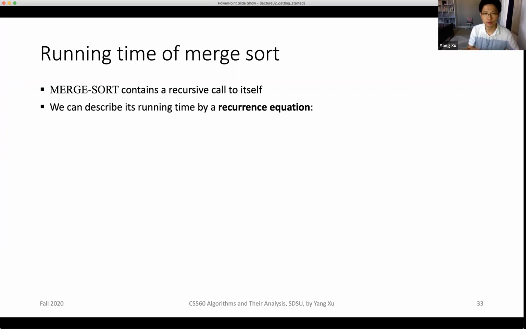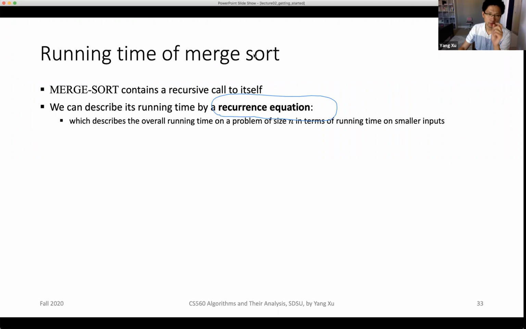So here we need to use a technique called the recurrence equation. The recurrence equation is a kind of analysis tool, a mathematical tool, that will be useful throughout the chapter for divide and conquer algorithms. It's a useful technique to analyze such divide and conquer algorithm families.